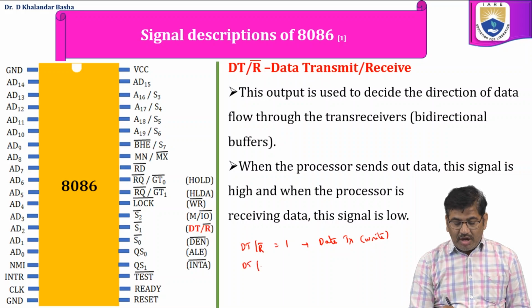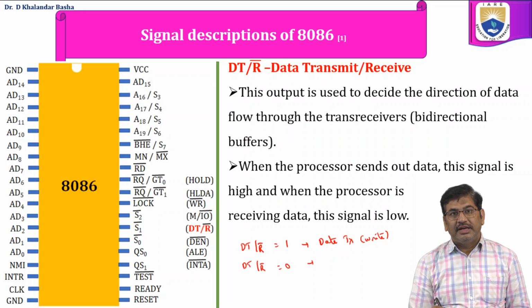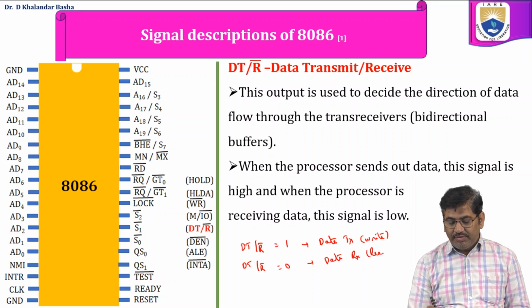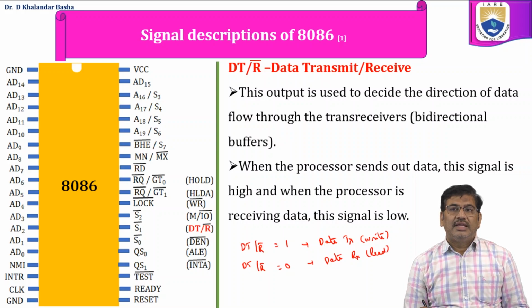When DT/R bar is equal to 0, that means the processor is receiving data, that is, the processor is performing the read operation.